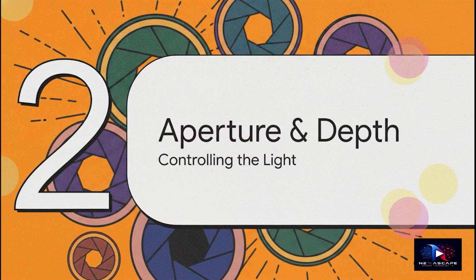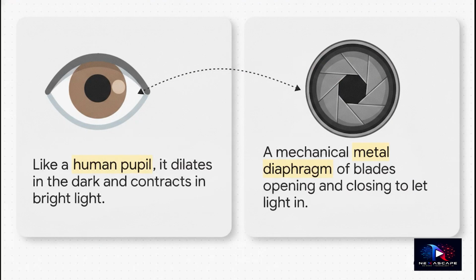Moving right along to part 2, aperture, which is all about depth and light. Think about it like this. Our camera lenses are basically just mechanical versions of the human eye. Just like the pupil in your eye dilates in the dark to gather more light and then contracts in bright sun to protect your retina, the camera's aperture uses these little metal blades to open and close. It dictates exactly how wide our metaphorical water faucet is opened.